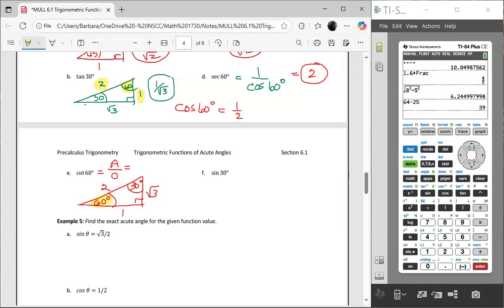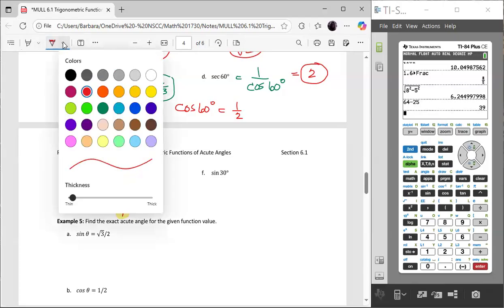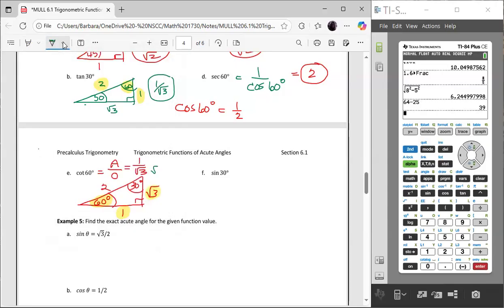Okay, so we have the adjacent over the opposite. So our answer is 1 over the square root of 3. In all of these problems, I'm assuming that you could go ahead and rationalize the denominator. You can do so just by multiplying by the square root of 3 to eliminate the root in the denominator, and you get the square root of 3 over 3.